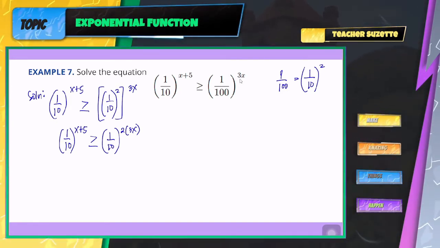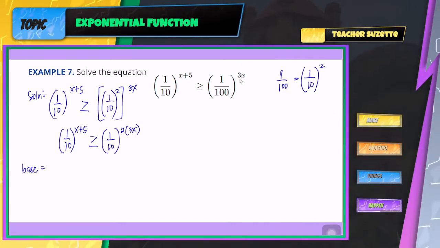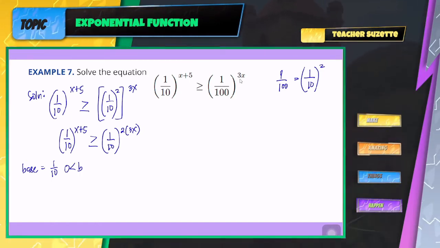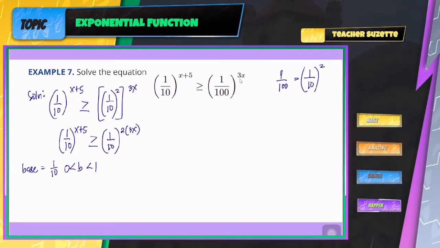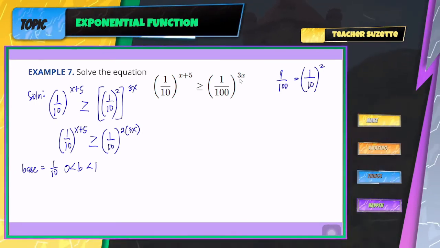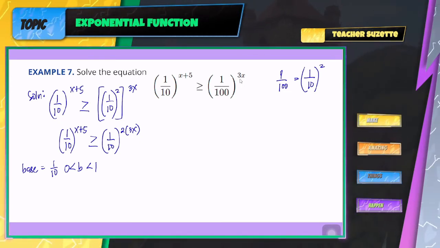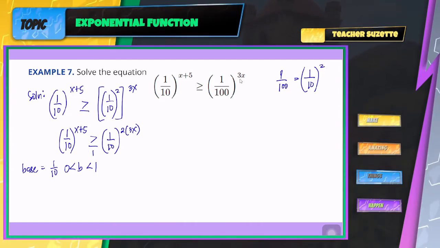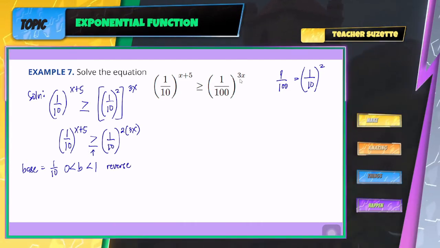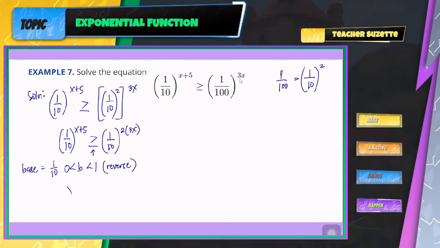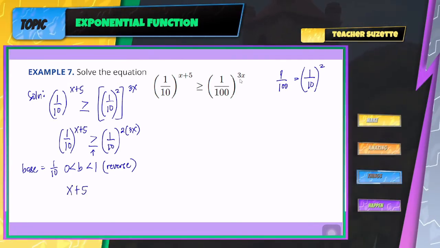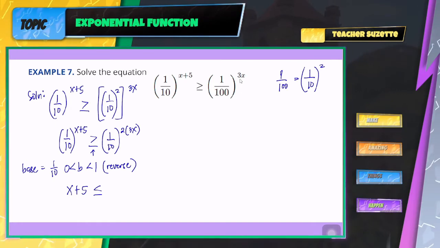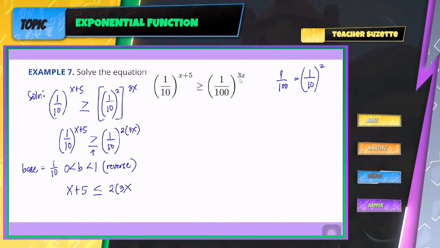Now, let's look at our base. So, dito obviously ang ating base is 1 over 10, which is greater than 0 and less than 1, or between 0 and 1. So, therefore, ano daw pong gagawin natin? Sabi doon, kailangan po nating i-reverse yung ating sign na ginamit. So, we have to reverse the sign. So, instead of having x plus 5 is greater than or equal to, reverse natin, you will have x plus 5 is less than or equal to 2 times 3x.